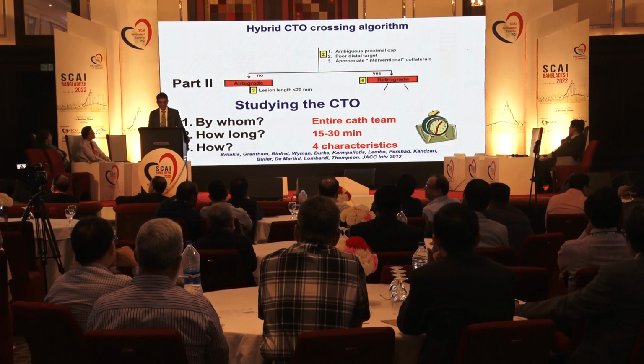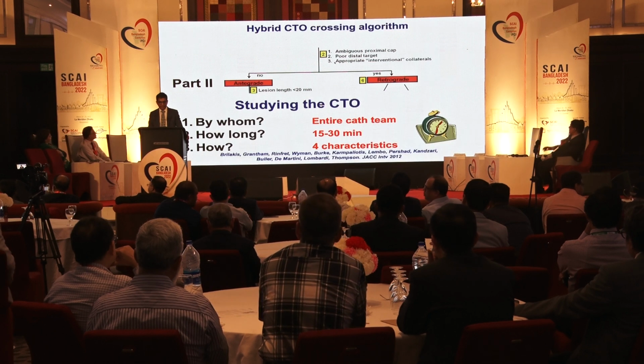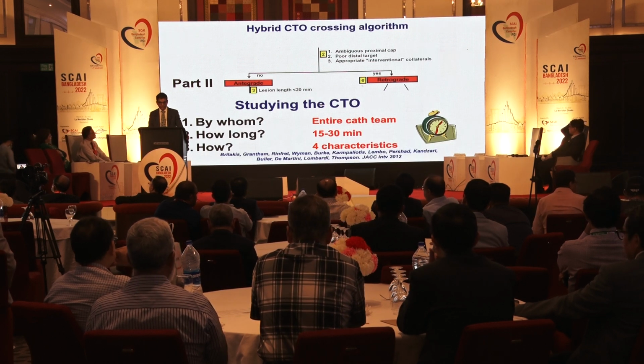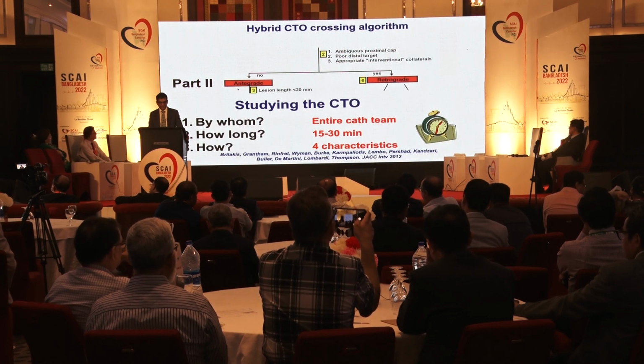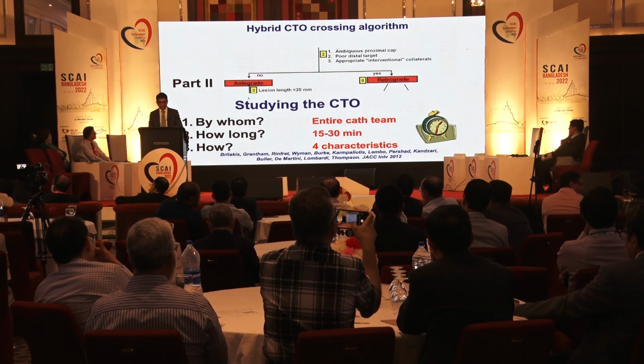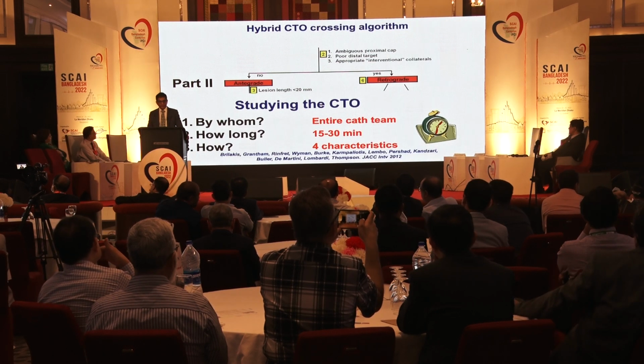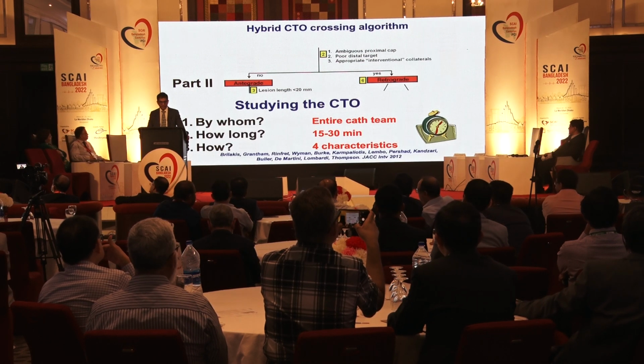So the hybrid CTO algorithm, as I said, in number 2 is ambiguous cap, and if retrograde, if all of those are present. If it's not ambiguous cap and the distal targets are very good, antegrade is very good, is the step that you need to follow. So the most important in the global algorithm is studying the CTO, the 2nd step.